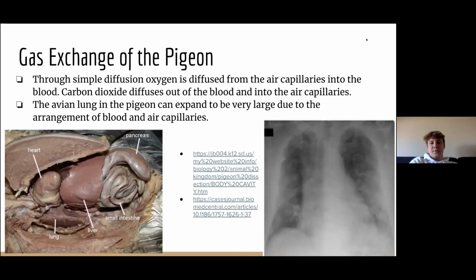Gas exchange of the pigeon. Through simple diffusion, oxygen is diffused from the air capillaries into the blood. Carbon dioxide diffuses out of the blood and into the air capillaries.